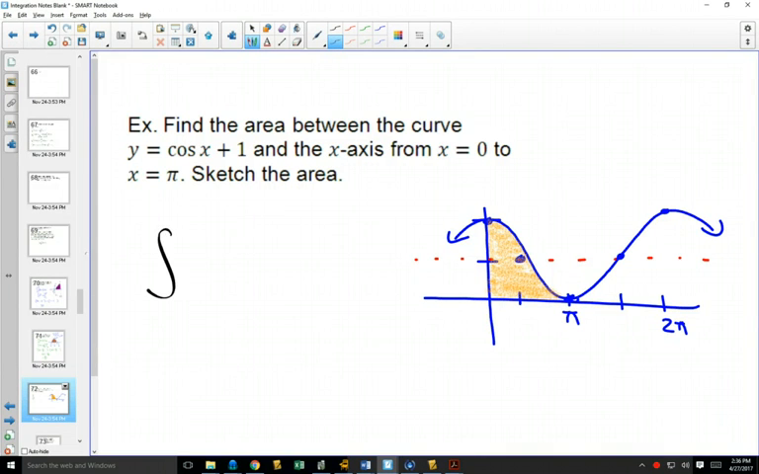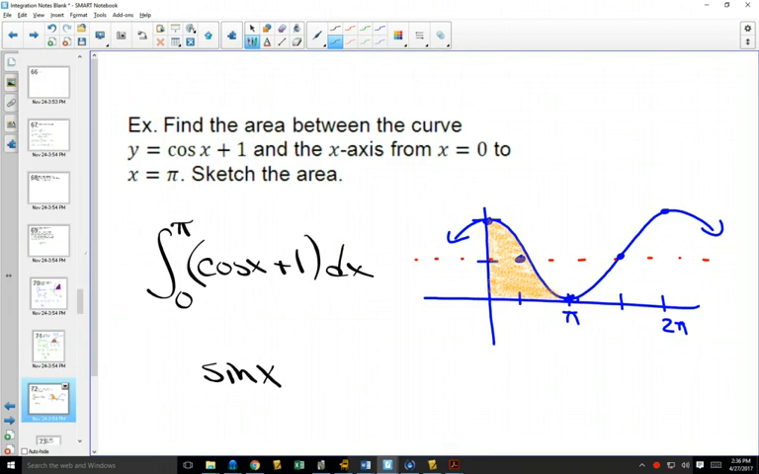we have our integral from 0 to pi of cos x plus 1 dx. What's the integral of cos? Negative sign? Positive sign? Positive sign. Plus x from 0 to pi.